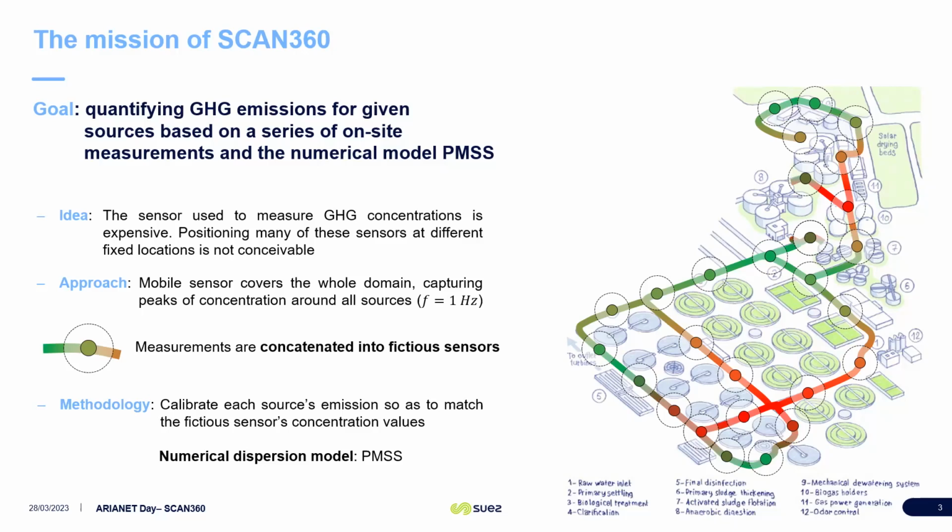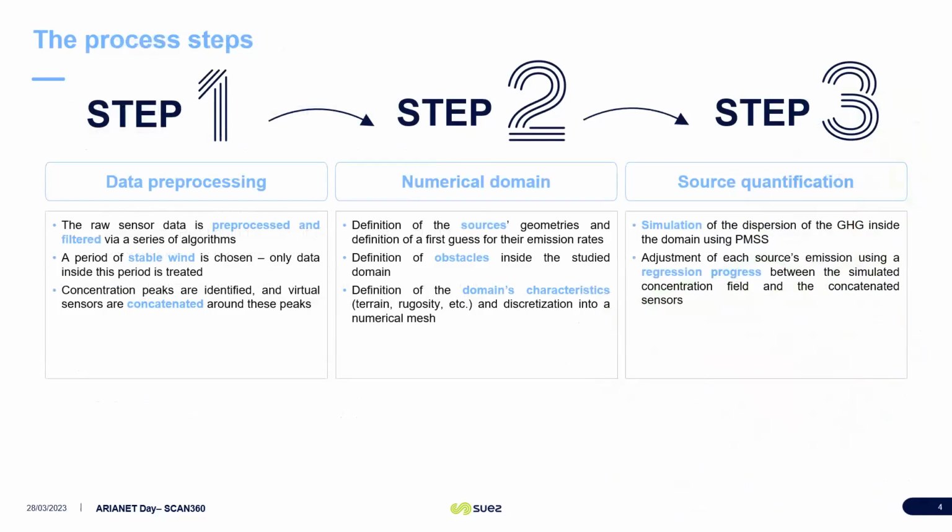The model that we use for this calibration is PMSS, which I think you should already know by now. And I'm going to talk about the three main steps of this approach. In the first step, we receive the data from the on-site measurements, and there's a series of pre-processing steps that we need to go through, just so that our Python scripts and all can run correctly.